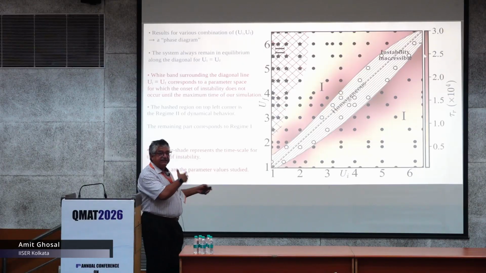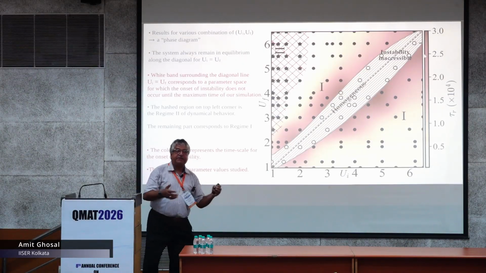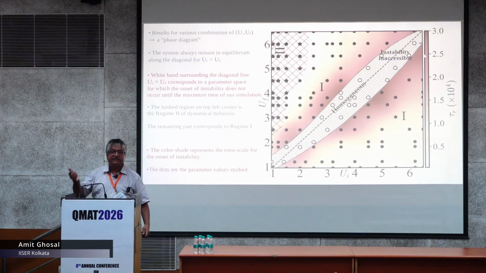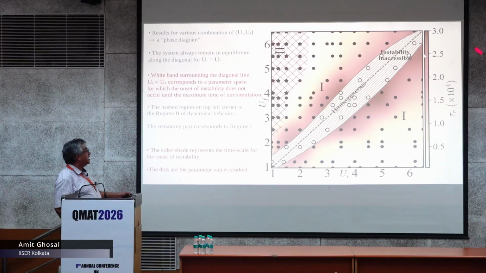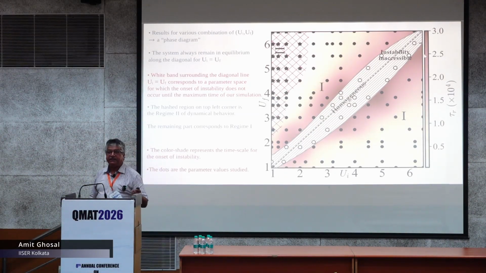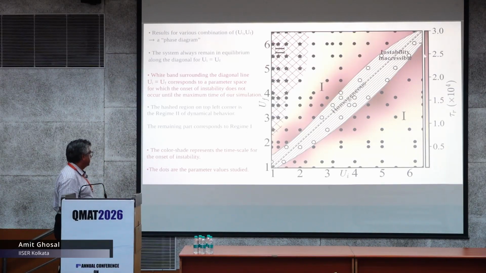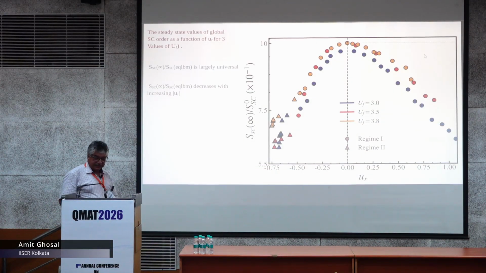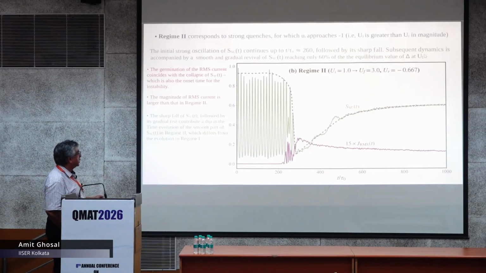So this is identified based on the time scale for the instability to occur. There is a very large window where the system is rife with instability. That's the way I will say it.